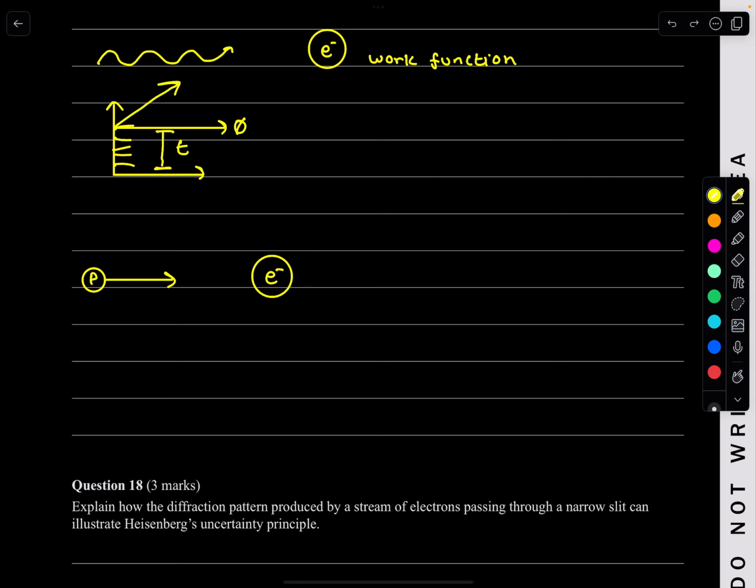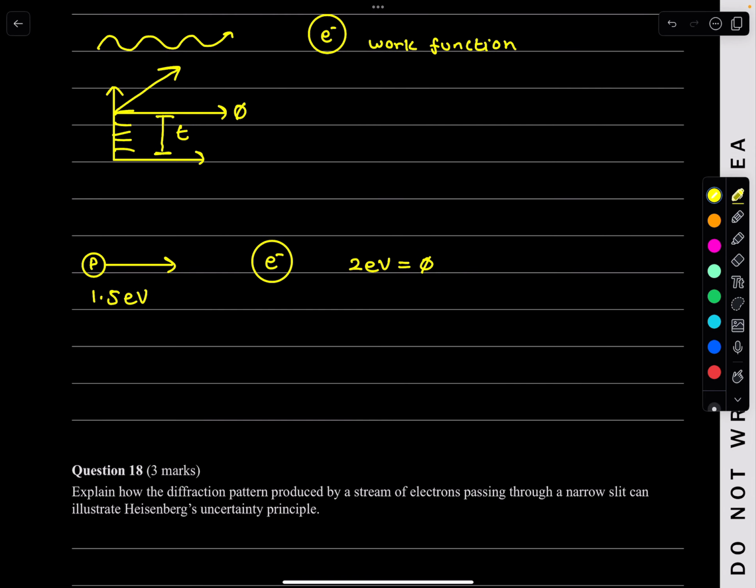So imagine this photon. Let's say we have a work function of 2 electronvolts. I'm making this up, but let's say this photon carries 1.5 electronvolts. What it states is that each photon will hit one electron, and it will pass all its energy to the electron. So the electron will absorb all the energy of the photon. Imagine this collides with the electron, and the electron gains 1.5 electronvolts of energy. But that's not enough to go above the work function, so it won't even be released.